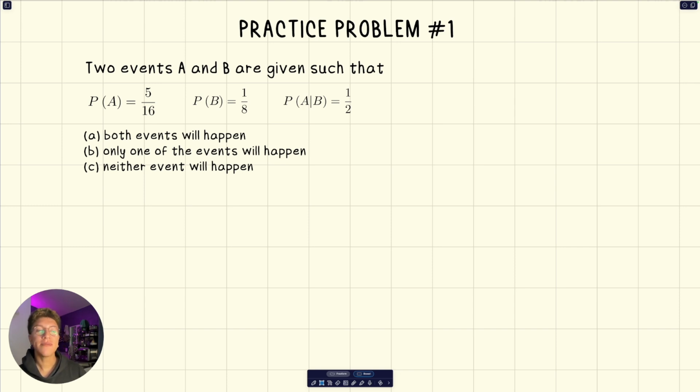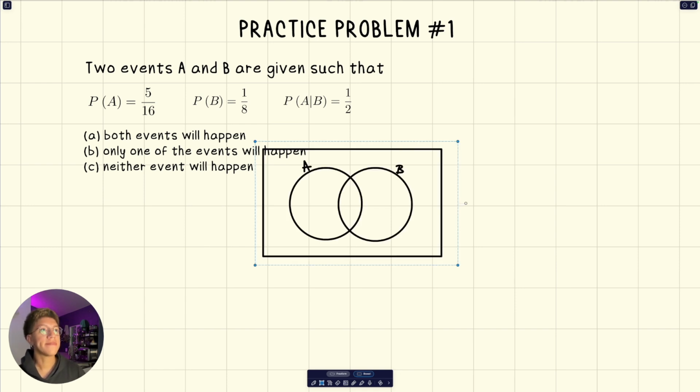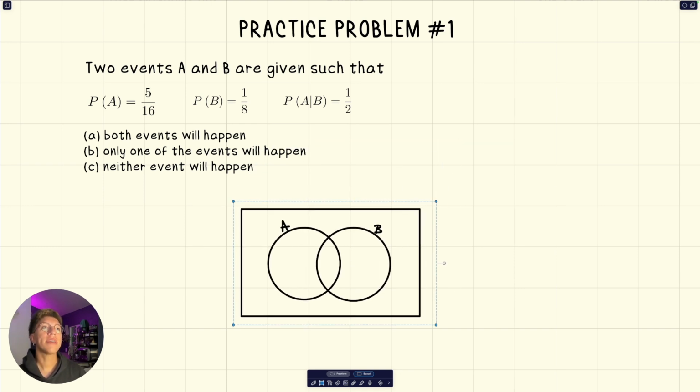Very first thing we can do is we can create ourselves a little Venn diagram. So we have a diagram here. And in this diagram, we can go ahead and take our information and put it in. So event A, the whole circle, is 5/16. For B, it's 1/8. And then the probability of A given B is 1/2, which is not too helpful.